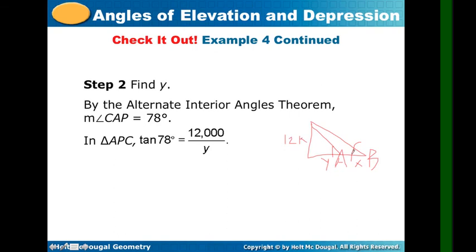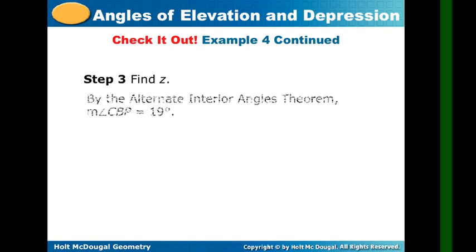So, ang opposite sa A, then adjacent sa Y. So, tangent ang ginamit. Because opposite is 12,000 and the adjacent is Y. Tangent 78, that's the measurement of the angle CAP. Okay? So, using cross multiplication, we have 12,000 over tangent 78. And the answer is 2,551 feet.